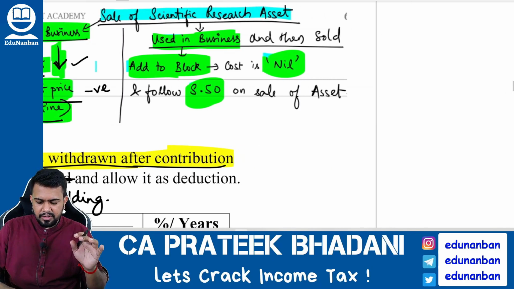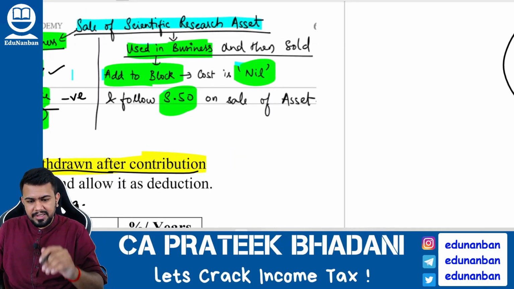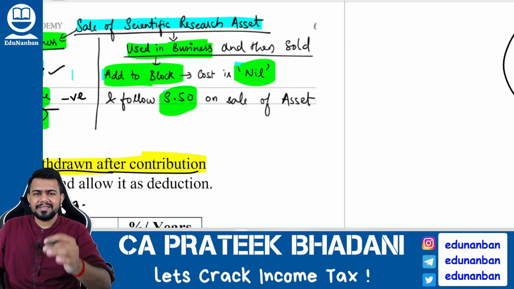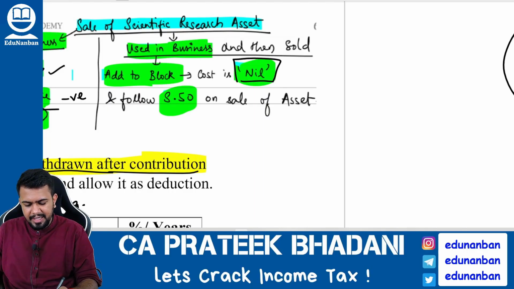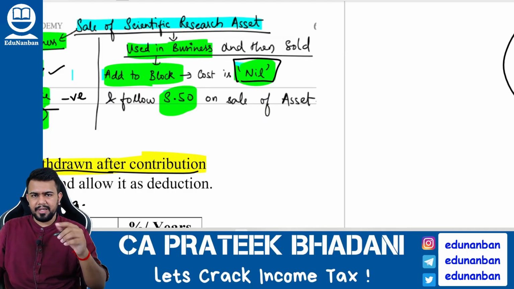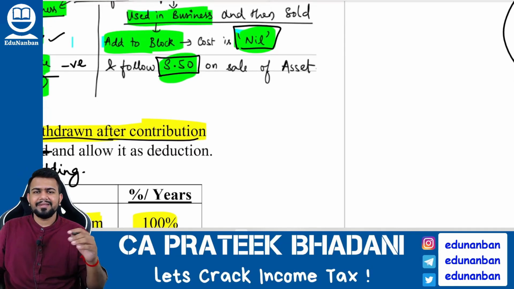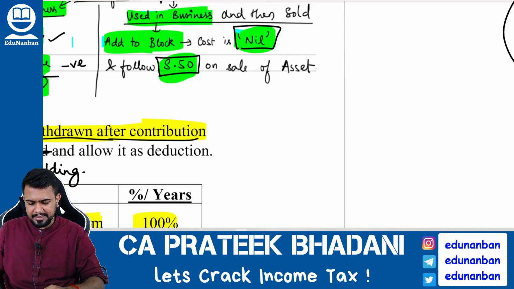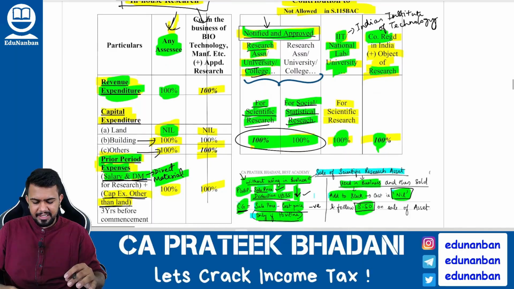Okay. Now let us talk about scientific research asset which was used in the business and then later on it was sold. If at all scientific research asset is brought into the business, then add it to the block of the asset and the cost of such asset will become zero. It is nil. And when the asset is sold, follow section number 50. That is the section which talks about capital gain on depreciable assets. You get my point? So this was section number 35, scientific research.